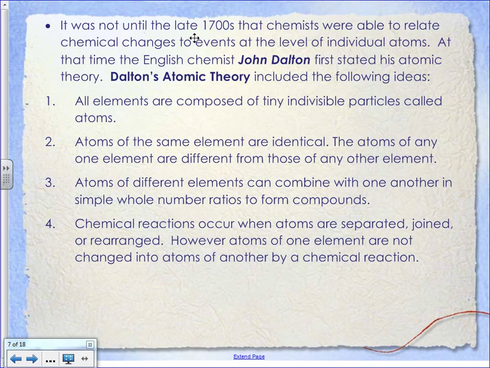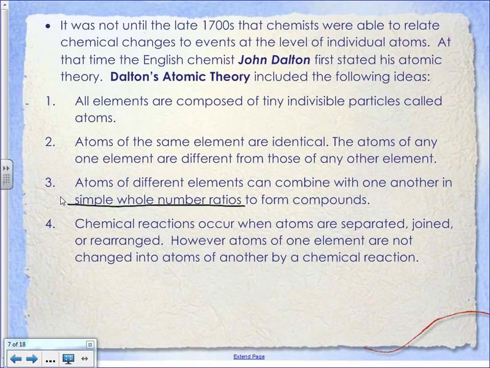So we said here with Dalton's atomic theory, the first point of it was everything's composed of these tiny things called atoms. Atoms of the same element are identical. We talked about that yesterday as well. And then of course redundantly, atoms that are from different elements must be different. Atoms of different elements can combine with one another in simple whole number ratios. We said that whole number ratios part was important.